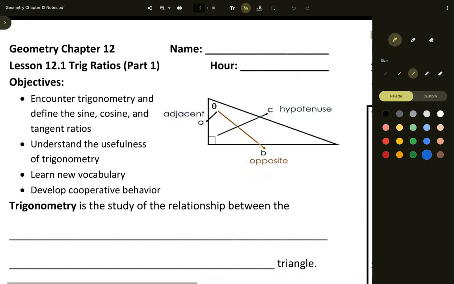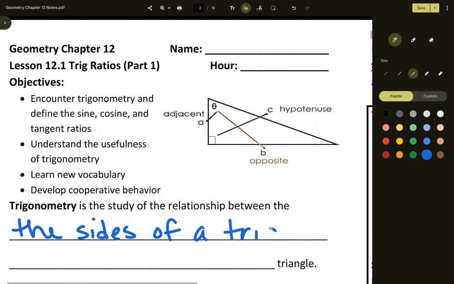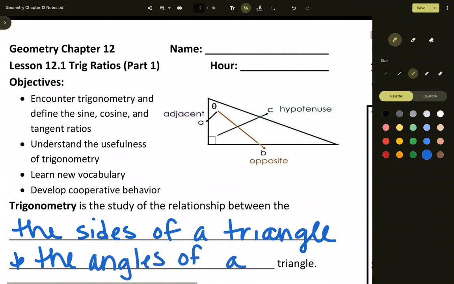All right, trigonometry is the study of the relationship between the sides of a triangle and the angles of a triangle. So we're going to be comparing angles and sides, but specifically we're going to start off with right triangles. So this is often abbreviated as right triangle trig.